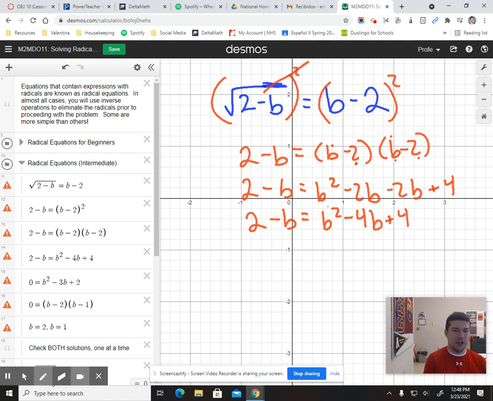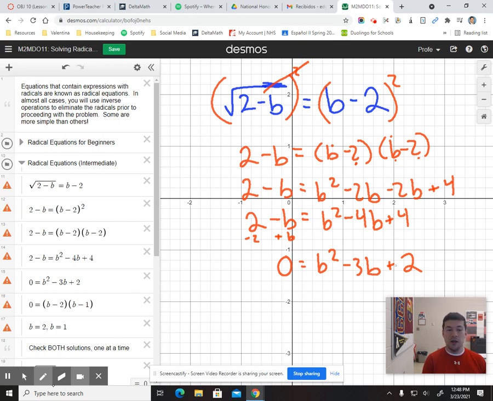This smells like a quadratic equation. All right, I'm going to add b to both sides as well as take away 2 from both sides, because if you remember, if I have a quadratic, I love for those to be equal to 0. So 0 is going to be equal to b squared. Let's see, if I add b, I'm going to be left with minus 3b. And if I take away 2, I'm going to be just adding 2. All right, so I've got b squared minus 3b plus 2.